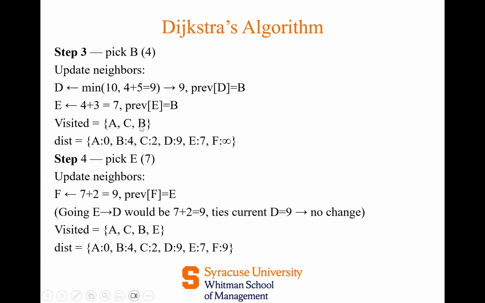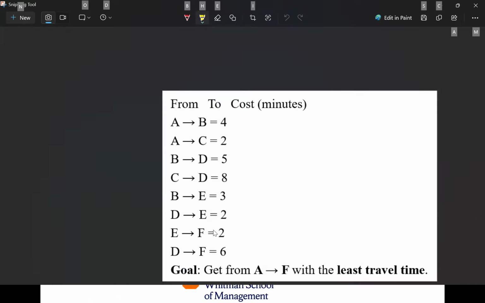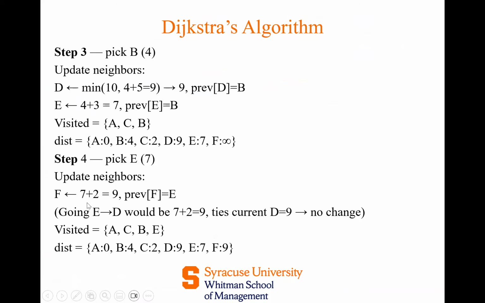So since we updated those distances, now you can see A is visited, B is visited, C is visited. So we are looking at D versus E versus F, and cheapest cost is E, which is 7. So now step number 4, we pick E with cost of 7, and we again update neighbors. From E, we can only go to F, so F should be updated by 2 additional costs on this edge. So cost of E is 7 plus 2 additional costs, so 9 costs for F, and previous of F is E, because again, first go to E, then F in this case.